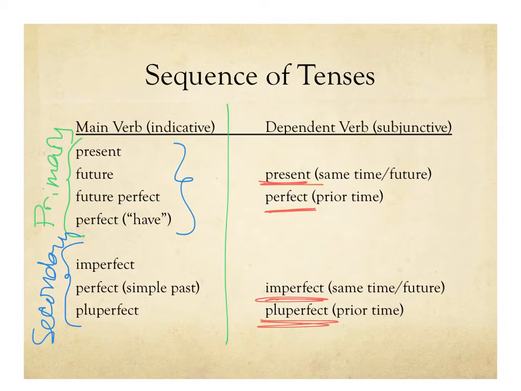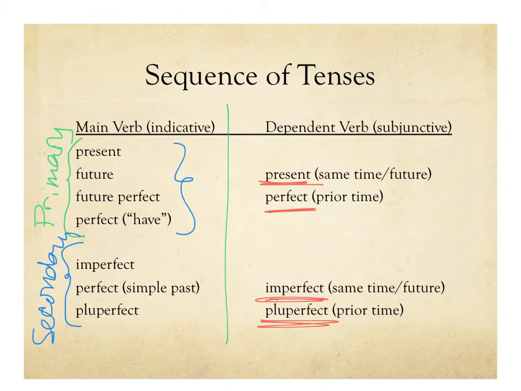And if you think about it, this makes sense. The imperfect is a past tense that happens over a long period of time. It's built from the present stem. So if we're in the past and we want to talk about something that was also happening in the past in our subordinate clause, we use the imperfect subjunctive. That's what it shows. If we want to talk about something that happened before that, we use the pluperfect.